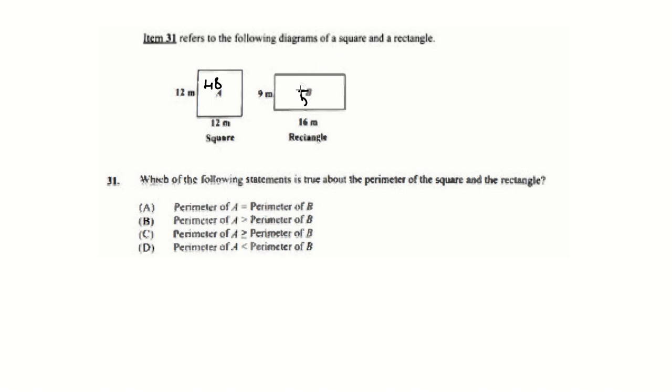So this here is 50. So what did they ask you? Are they equal? No. Is A more than B? No. Is A less than B? Yes. The area of this 48 is less than the area of B. So the answer would be D.